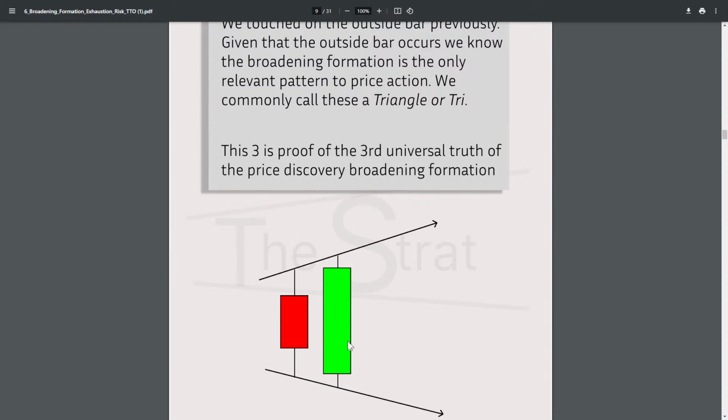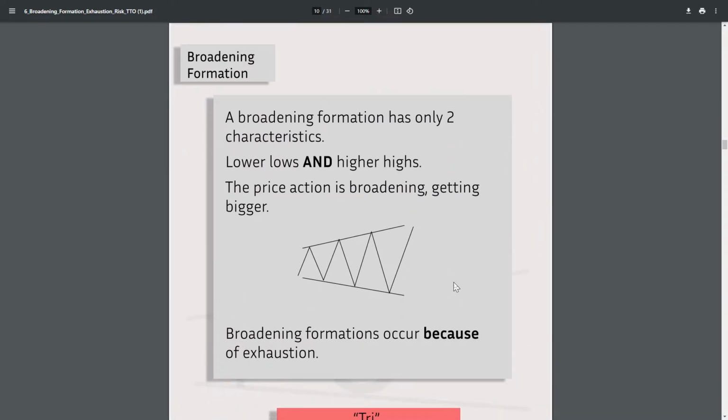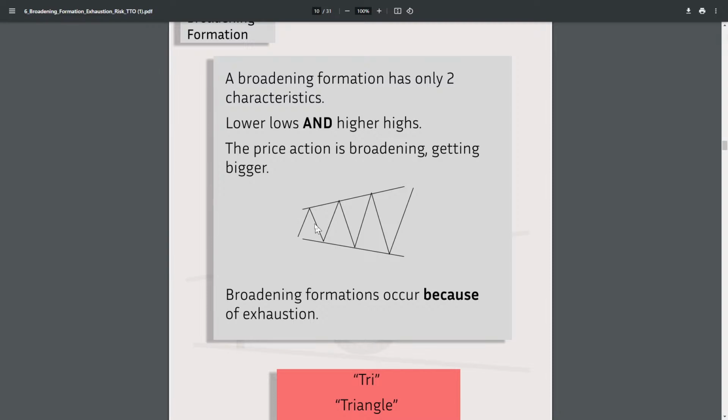This 3 is proof of the third universal truth of the price discovery broadening formation. So what is a broadening formation? A broadening formation has only two characteristics. It has lower lows, which you can see down here by the downward sloping visualization line, which we're going to get into later. We don't want you trading the lines. We want you to see that there are lower lows, and it has higher highs. So this price action is broadening and getting bigger.